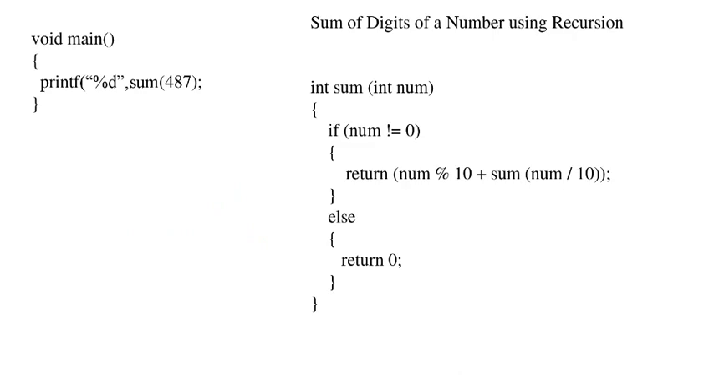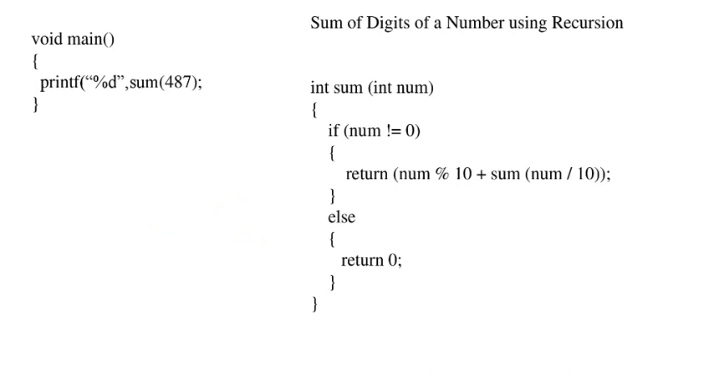Okay. So similarly, let us go for one more example: sum of the digits of a number using recursion. You please try to make a note of this code and try to debug it yourself. I mean to say, you can do the hand simulation. You try to substitute the value of the number as 487.